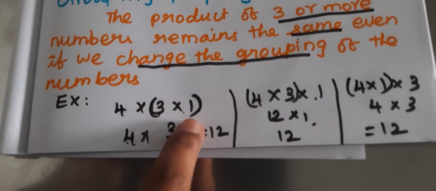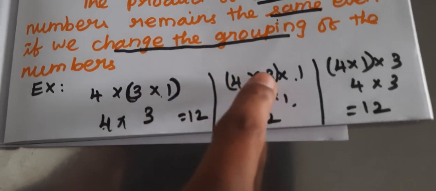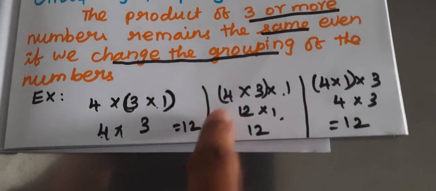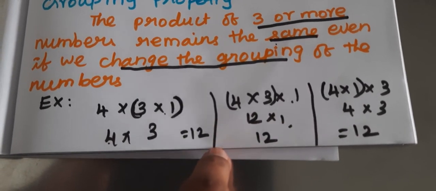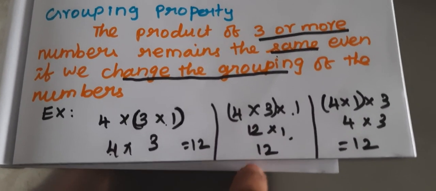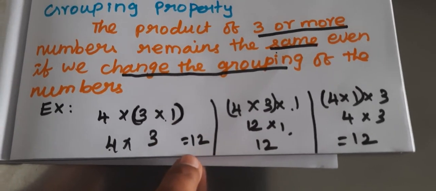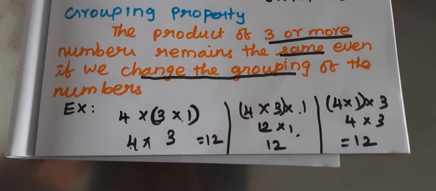If we change the grouping, see here I grouped the 3 and 1. Next I grouped the 4 and 3. The last one I grouped 4 and 1. Okay, so if we change the grouping of the numbers, surely we will get the same product. So this also we will see in the addition property also. Okay, so next we move to the next property.